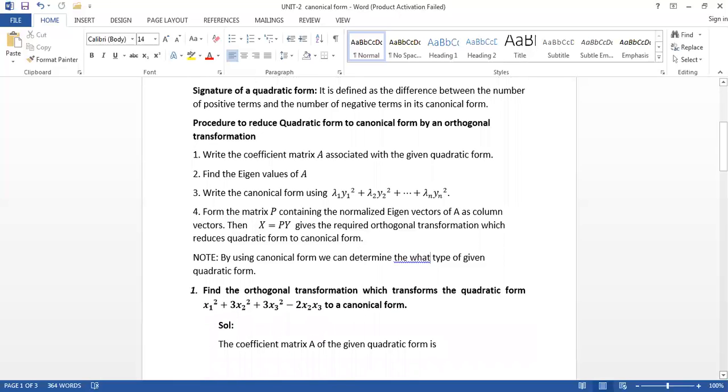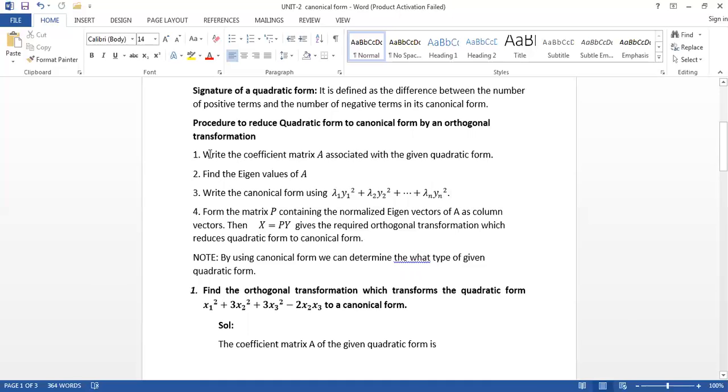Now the procedure to reduce a quadratic form to canonical form by an orthogonal transformation, right? So x equals Py, that is the linear transformation, and P is non-singular. Suppose P is an orthogonal matrix, then it is an orthogonal transformation. So x equals Py. If P is an orthogonal matrix, then the transformation is an orthogonal transformation.